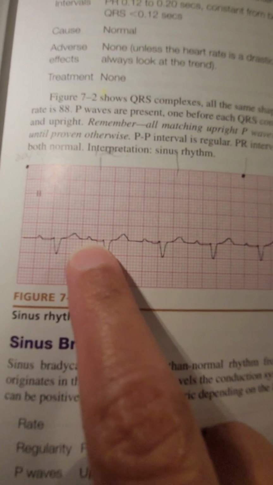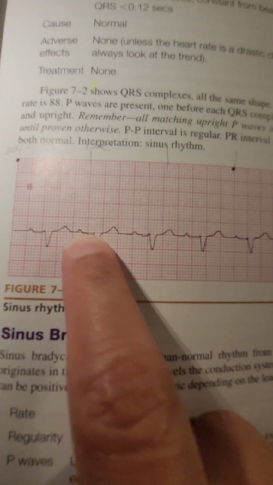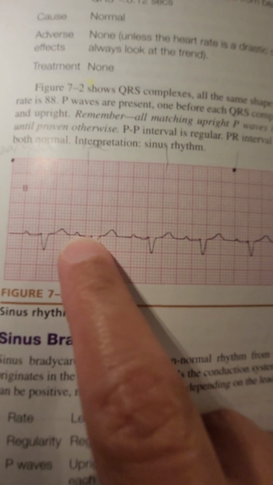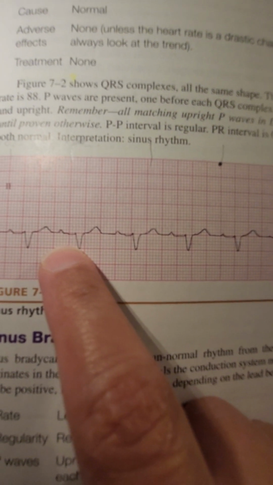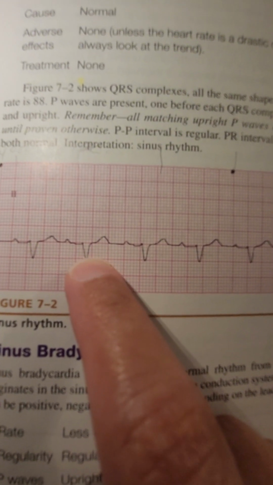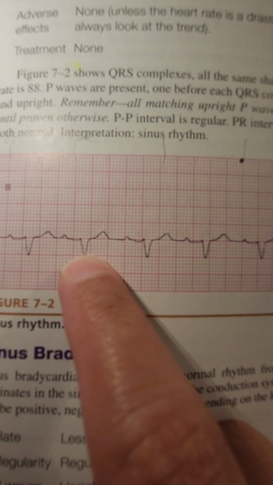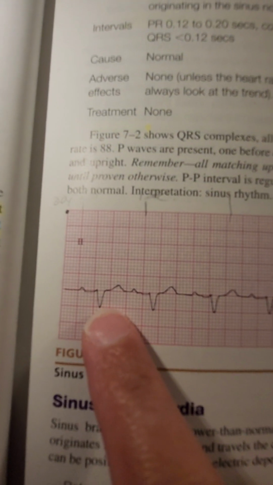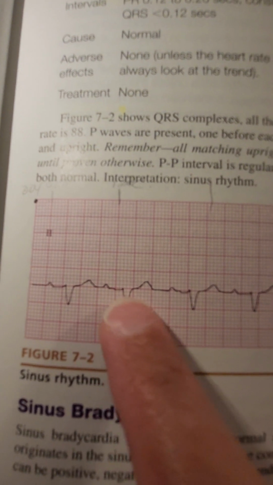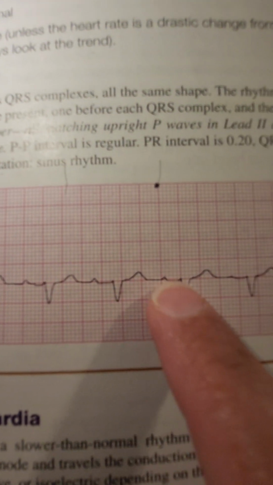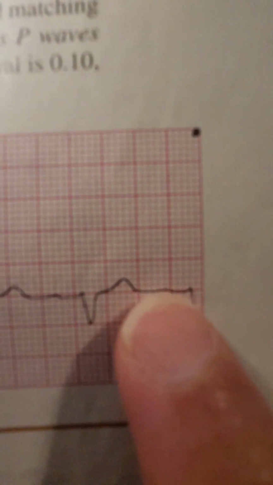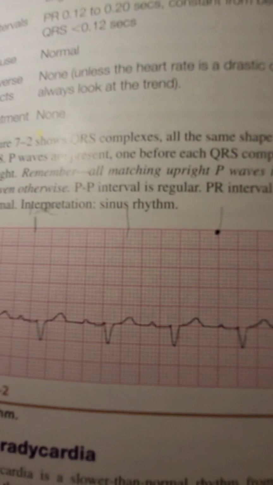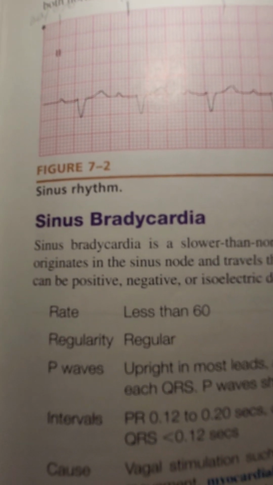Make sure to measure from the beginning of the P wave to the beginning of the QRS, to make sure it's not more than 0.20 seconds, because then it'll be something else. And the QRS, make sure it's less than 0.12 seconds. Other than that, it has one P wave to each QRS, it's constant, and they're all there. Just look at them really closely. Some of them might look like they're not there, but you'll see a little bump. That's sinus rhythm.